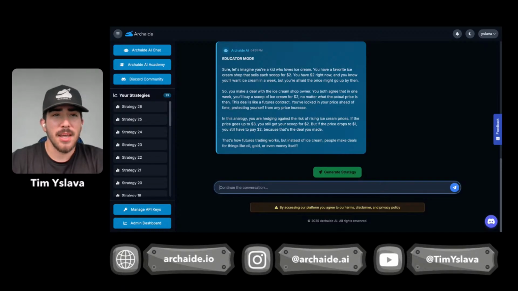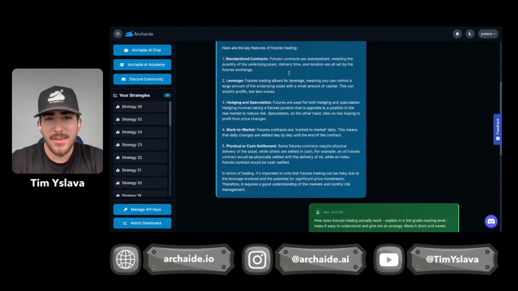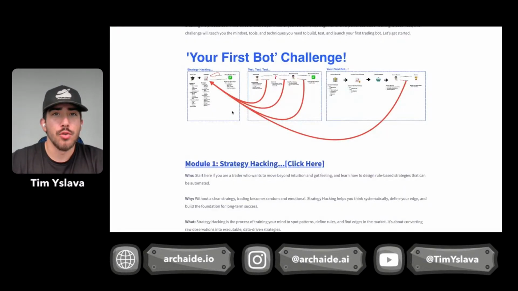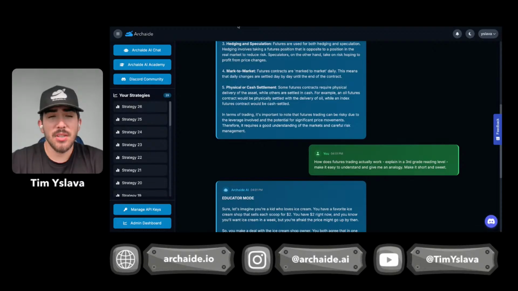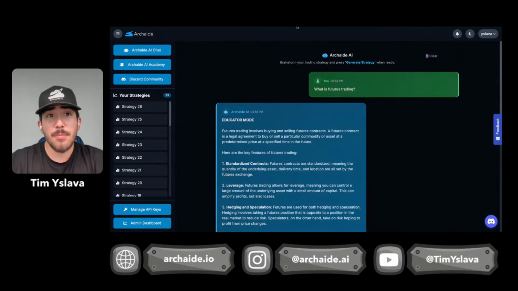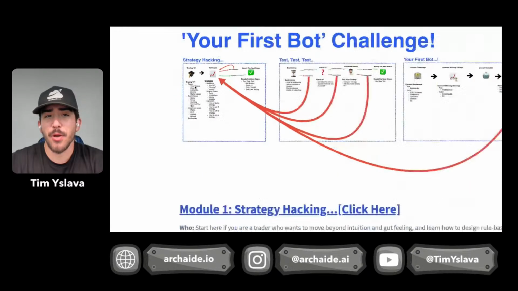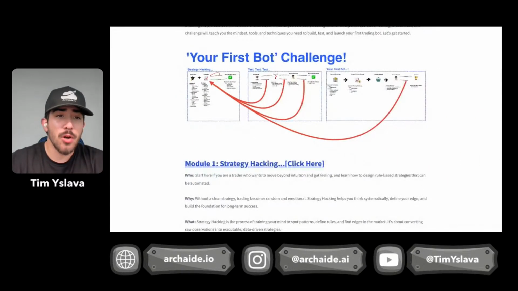And so yeah, that is what my AI trading coach said about what futures trading is and how it actually works. Beyond that, if you're new to the series, we are tackling the Your First Bot Challenge. So we're going to use the technology that you saw here inside of Archaide to literally go from learning the very basics, which is what we're tackling right now, what is futures trading. We're over here in strategy hacking, where we're going to learn about trading strategies, all this stuff. And then we're going to go from that simple beginning stage where everyone is able to start, all the way to launching your first automated trading bot.